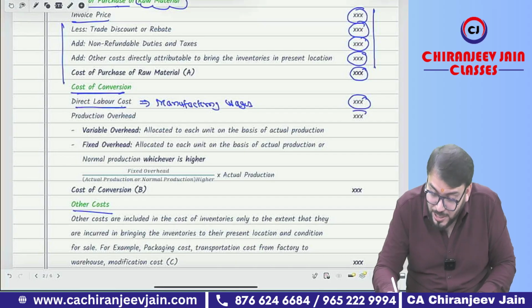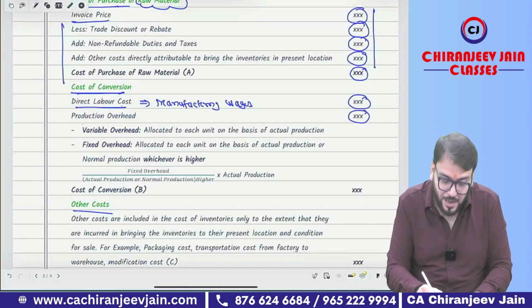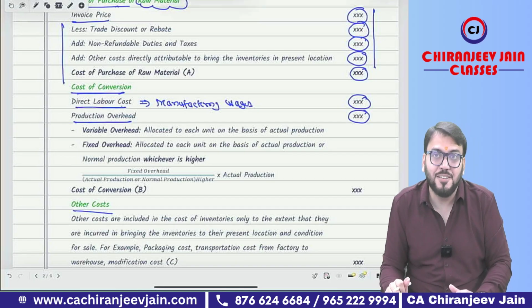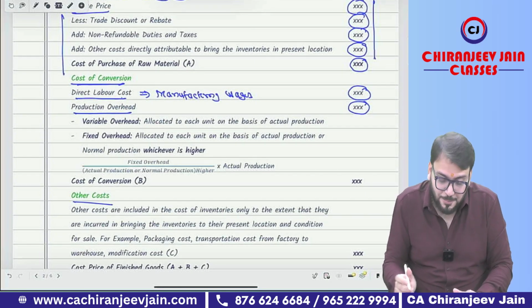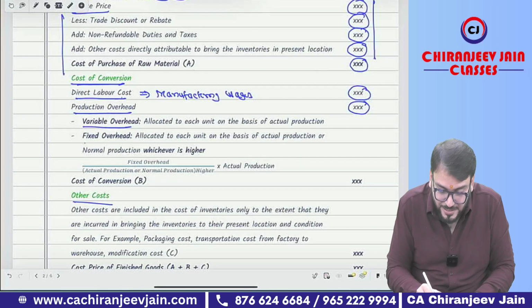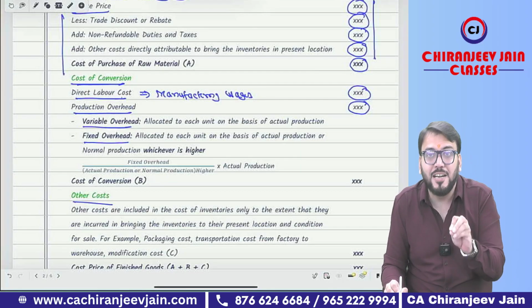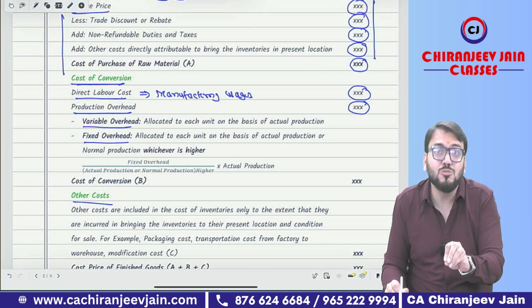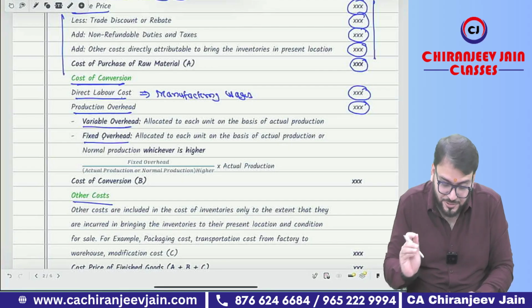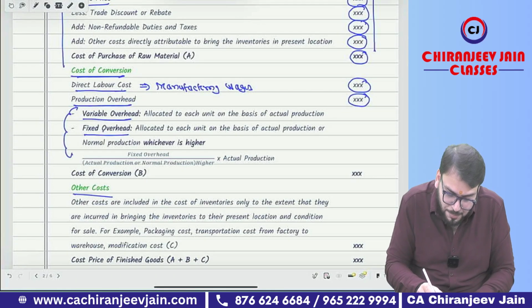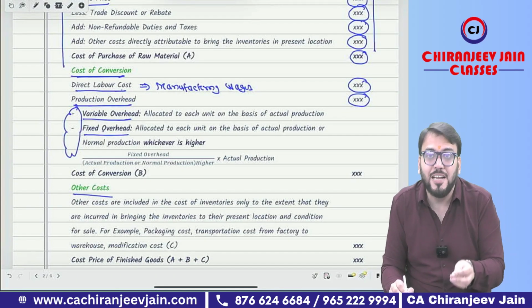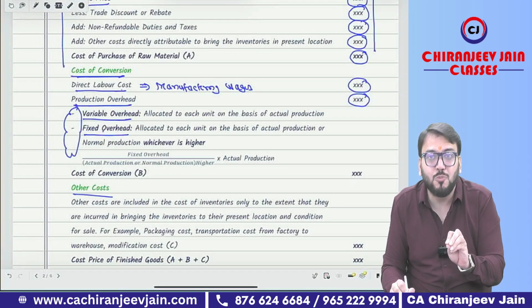Then in this we will add production overhead. Now production overhead is of two types. This explanation is required. One is known as variable overhead, the other is fixed overhead. Now the question is how to allocate variable overhead and fixed overhead to the cost price of finished goods, that we need to discuss. So this discussion is required, but you have understood that variable overhead and fixed overhead will be added. That is known as production overhead.